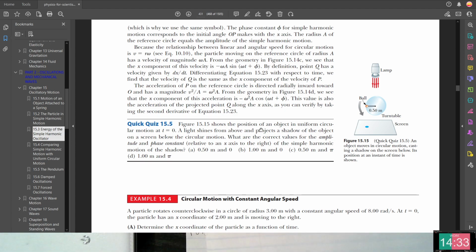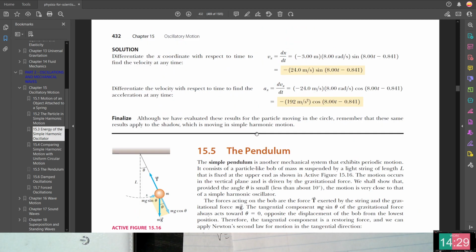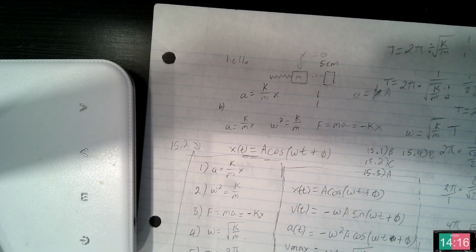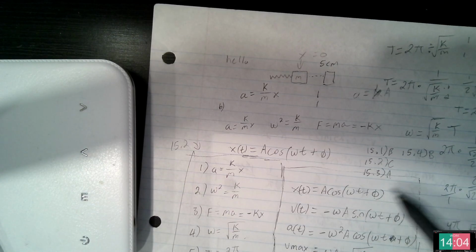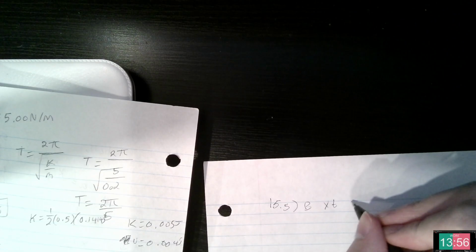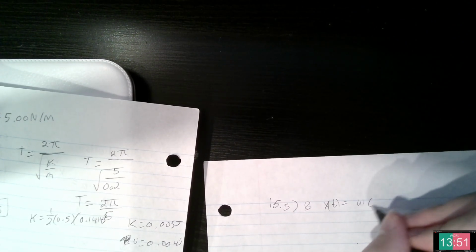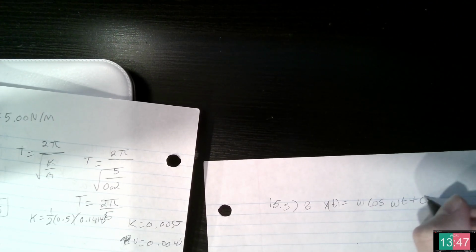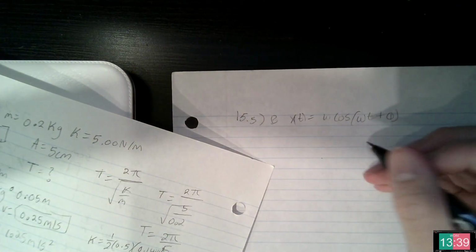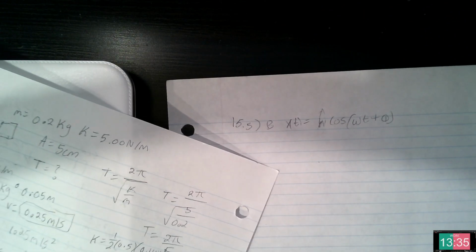If you go to the old formula, remember what we just studied like 2 hours ago? So if you look here, determine the x-coordinate as a function of time. Here is x of t equals A cosine omega t plus phi. It wasn't omega t, hold on, cameras. It's a cosine, right? Right.